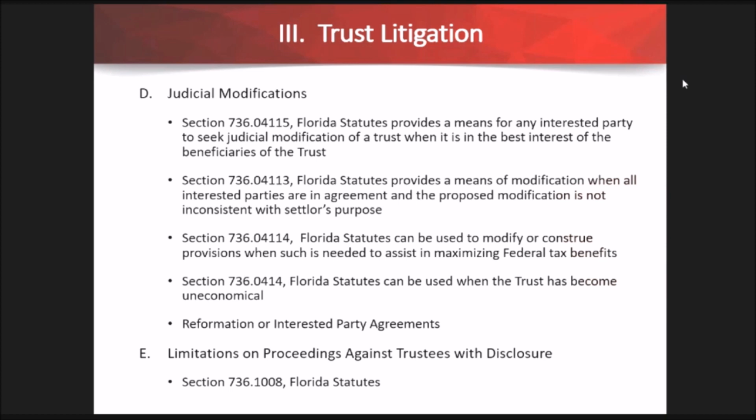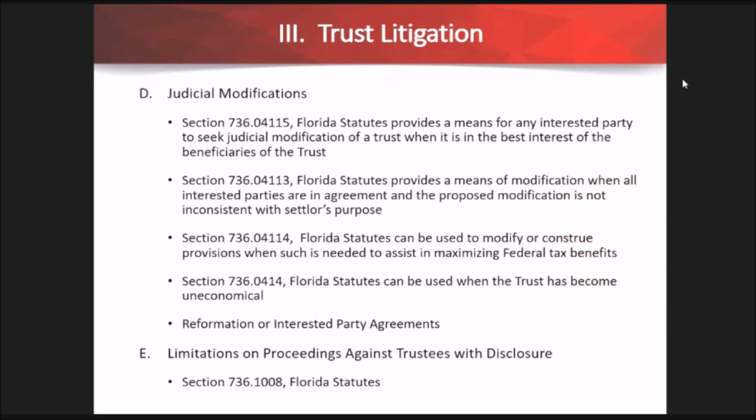Another area of trust litigation is judicial modification, and this can actually be where the beneficiaries and the trustees are on the same side. I've listed out the different mechanisms under the statutory system, and under different scenarios, you can ask the judge to essentially change the terms. For example, the first one, Section 736.04115, provides a means for any interested party to seek judicial modification of a trust when it's in the best interest of the beneficiaries of the trust. And if you have the beneficiaries agreeing and it doesn't conflict completely with the purpose of the trust, a lot of times you will get that modification.